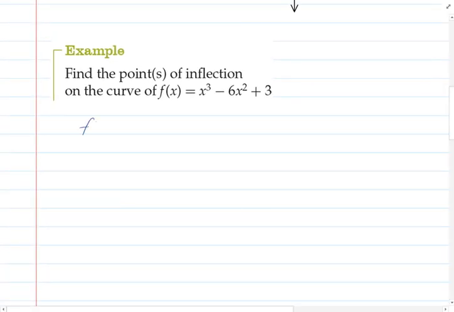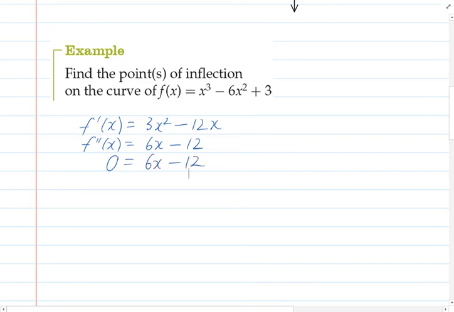So let's differentiate once. That will be 3x squared minus 12x, and then our double derivative will be 6x minus 12. And so if we're looking for the point of inflection, we can make this double derivative equal to 0 and solve it for x. So we'd have 6x equals 12, and so x equals 2.